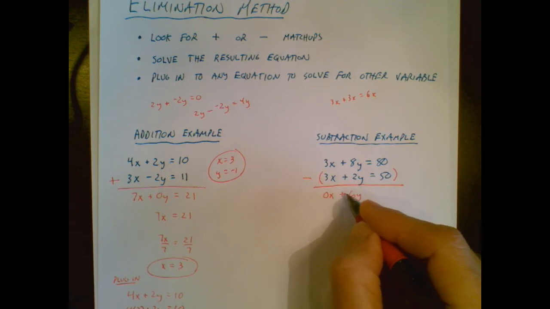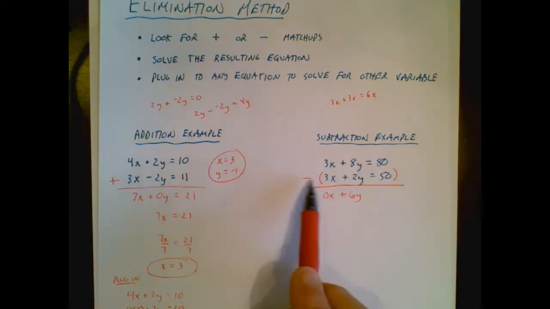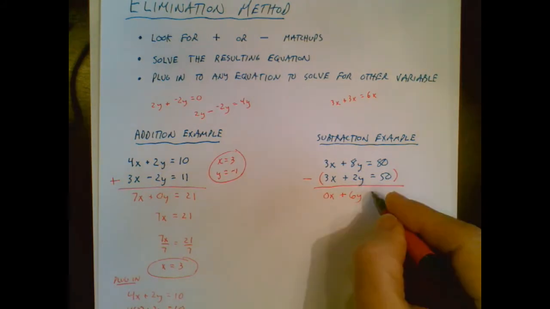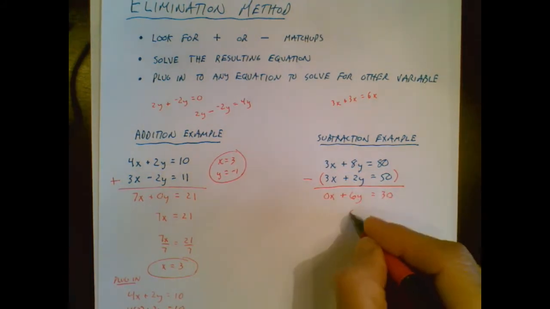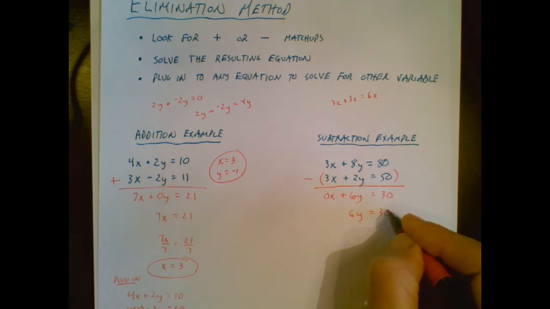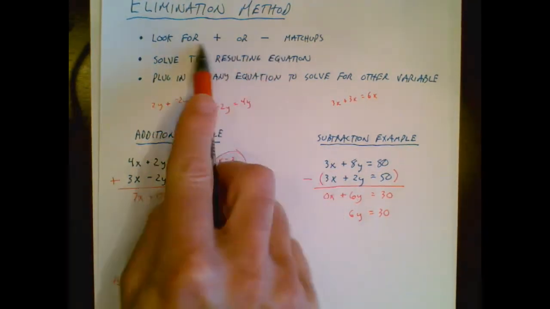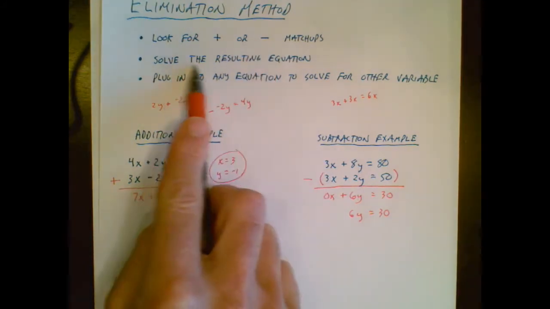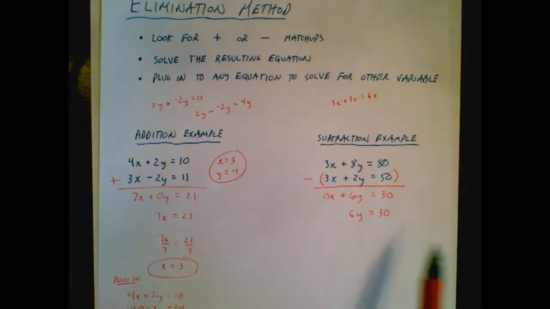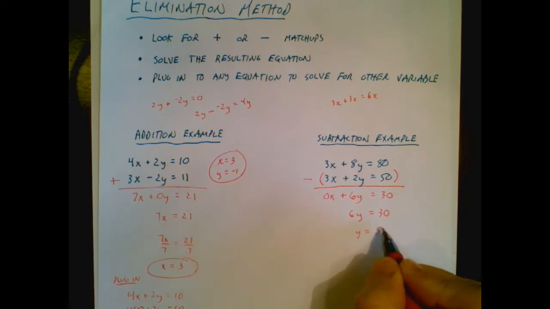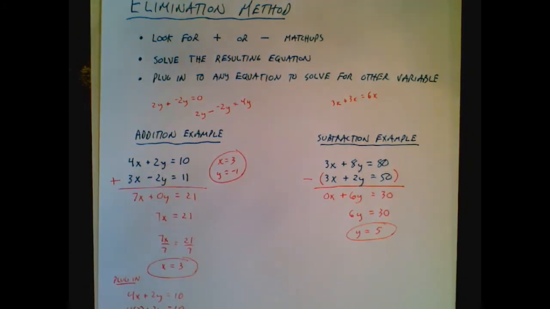That's a 6y. You can put a positive there if you'd like. But 8y minus 2y is 6y, and 80 minus 50 is 30. So if I just clean that up a little bit, I write 6y equals 30. So I've looked for my addition or subtraction, I've chosen subtraction, and now I have a simple equation to solve. 6y equals 30. If I divide each side by 6, I get y equals 5, and I'm halfway there.